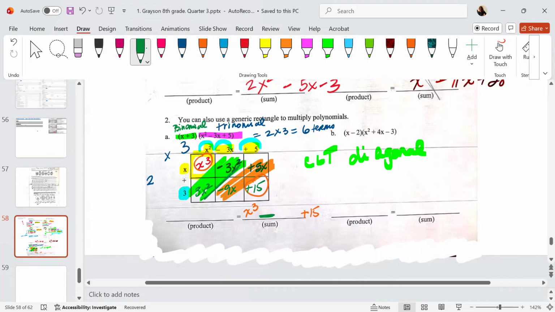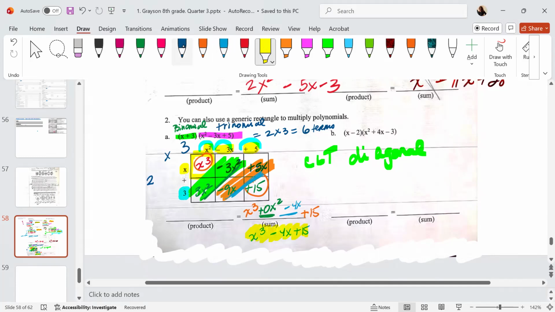3x squared minus 3x squared is going to be a 0x squared, okay? So you don't have to even write it. And then this one here is going to be this part right here. Do you see that? So negative 9 minus 5 is a negative 4x. Do you see that? So to rewrite it, x cubed minus 4x plus 15. And this right here is your answer. Do you see that? Yeah.